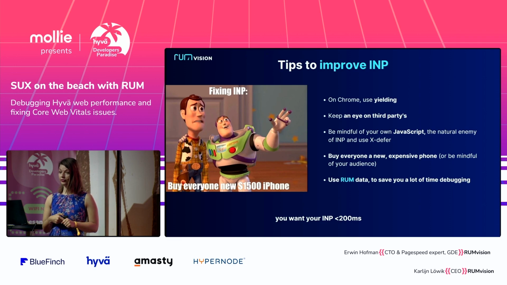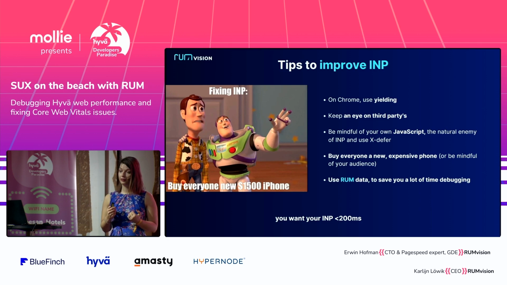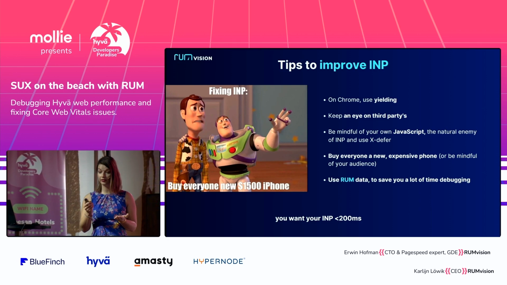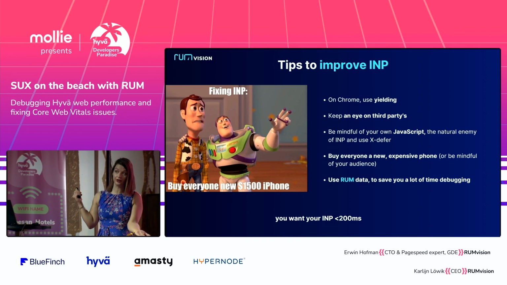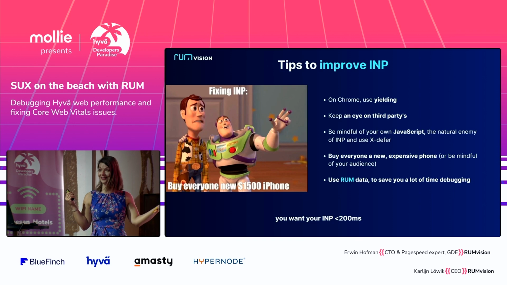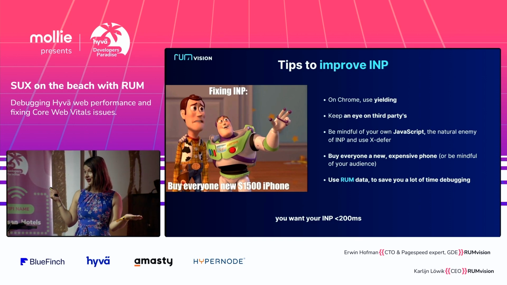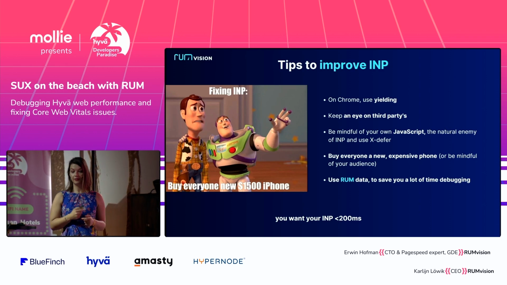Be mindful of your own JavaScript, because Alpine.js actually is still a very large JavaScript file. Use x-defer if you can, that helps. Buy everyone the newest, most expensive phone, because, well, we saw that in the data earlier. The better the phone, the better the experience, but it might get a bit expensive. Or use RUM data to save you a lot of time debugging where those issues are.